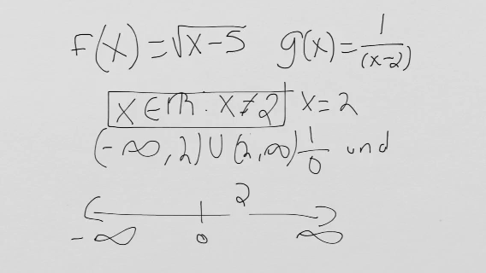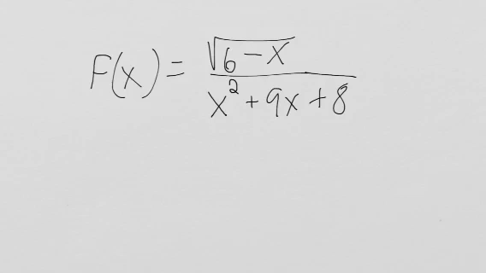Okay, that's another way of expressing the domain of the function g of x. Now let's look at a possible example where there's a square root involved and a potential divide by 0 error involved. Again, I'm going to erase everything, so pause if you want to take in this example. Now we have a new function, square root of 6 minus x divided by x squared plus 9x plus 8. There are lots of red flags coming up here when we're considering the domain.